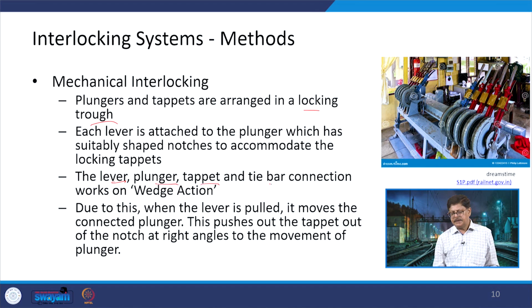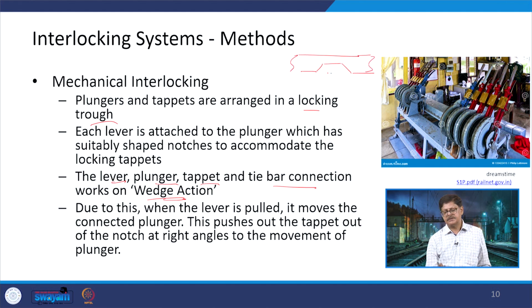The lever, plunger, tappet and tie bar combination works on the wedge action. Wedge action means this type of a system, if it is provided, then that is a wedge. So, as soon as there is a tappet which is resting here and which may be connected with the tie bar with another one. If this plunger moves, what will happen is that at this moment it is resting along this surface, so it is being restricted from the movement, but as soon as the plunger moves to the left hand side, this tappet will move into the wedge, because now this notch will come in front of the tappet.